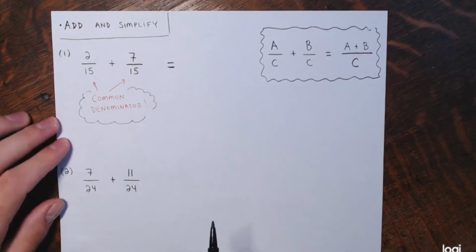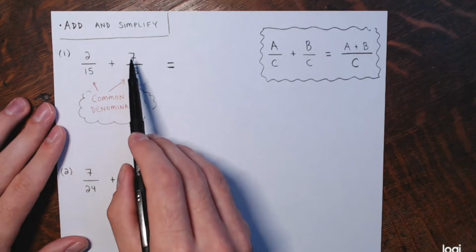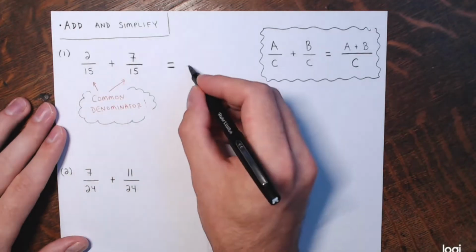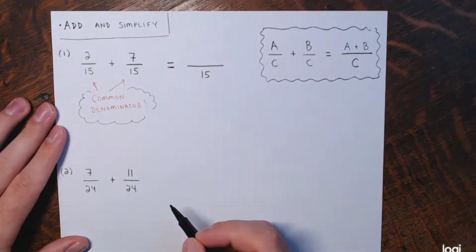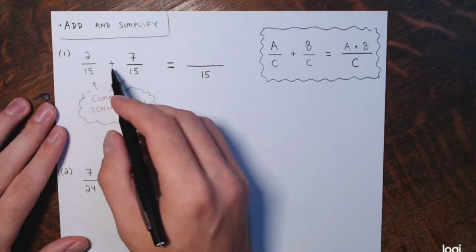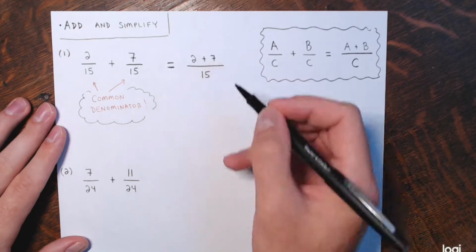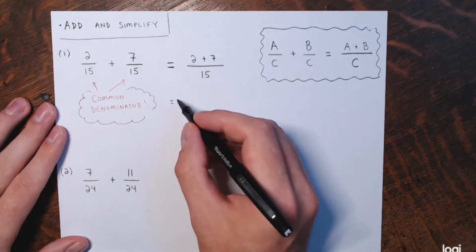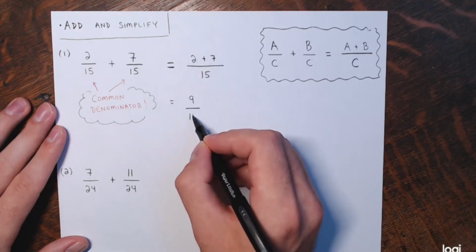So here I have, again, 2/15 plus 7/15. They both have the denominator of 15. So that's going to be the denominator of the sum. So let's write 15 in the denominator again. And then you're just combining the numerators. The numerator would be 2 plus 7, first numerator plus second numerator. And you know what 2 plus 7 is. 2 plus 7 is 9. So we end up with 9/15.